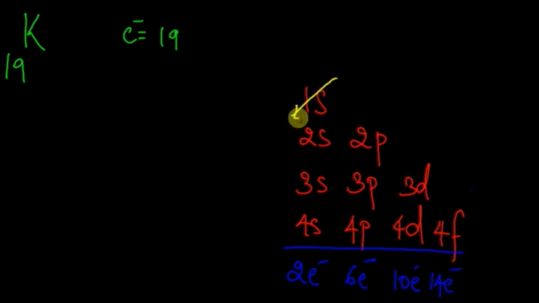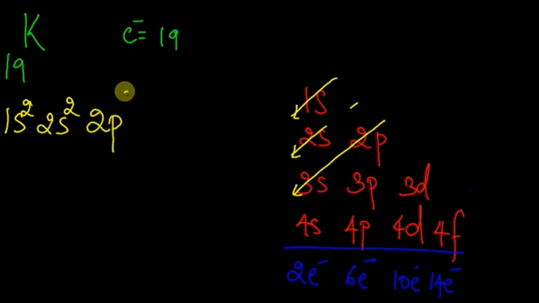Now let us start filling this. First we take 1s, and we have 1s2 because it can take 2 electrons in total. Then we go on to 2s. Again, s can take 2 electrons, so we have 2s2. Then we go into 2p.